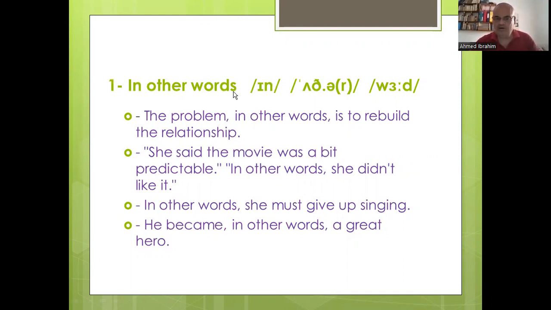In other words, the problem, in other words, is to rebuild the relationship. She said the movie was a bit predictable. In other words, she didn't like it. In other words, she must give up singing. He became, in other words, a great hero.